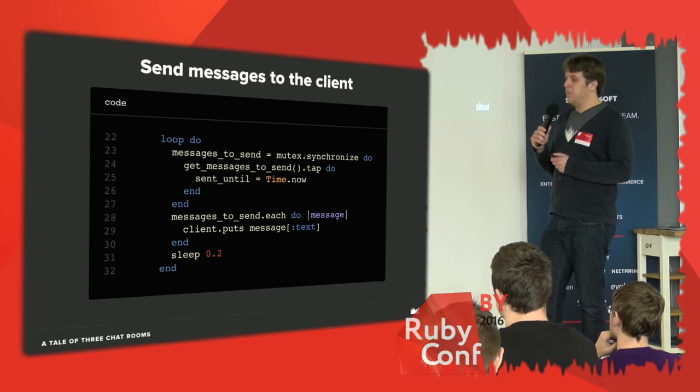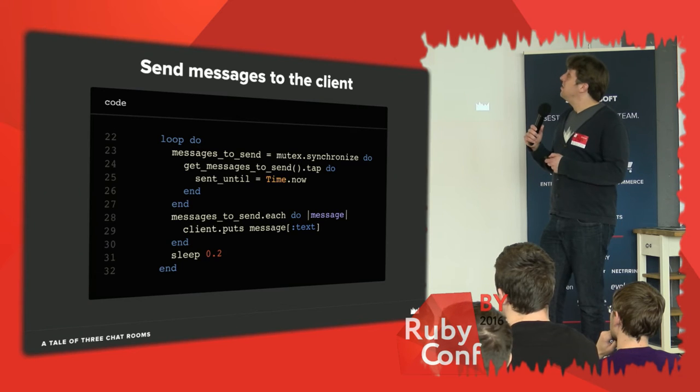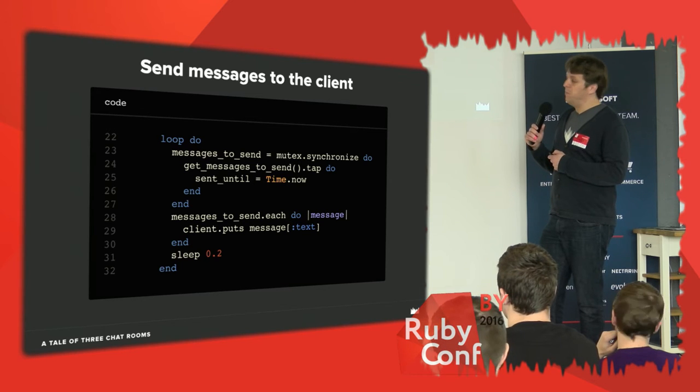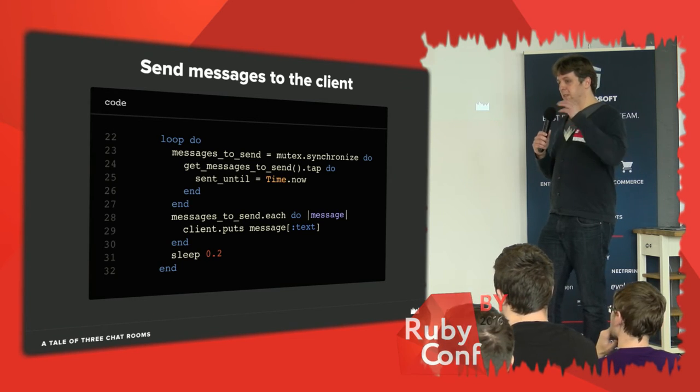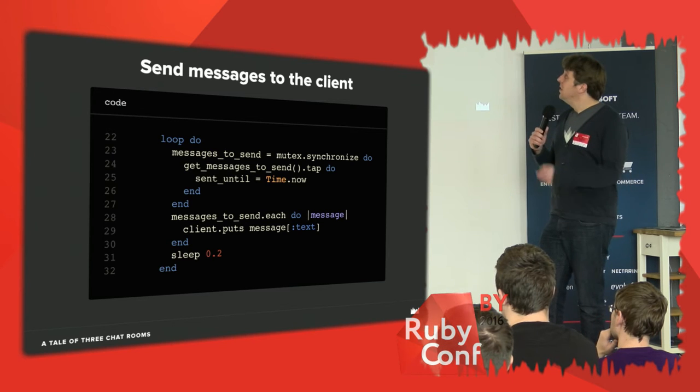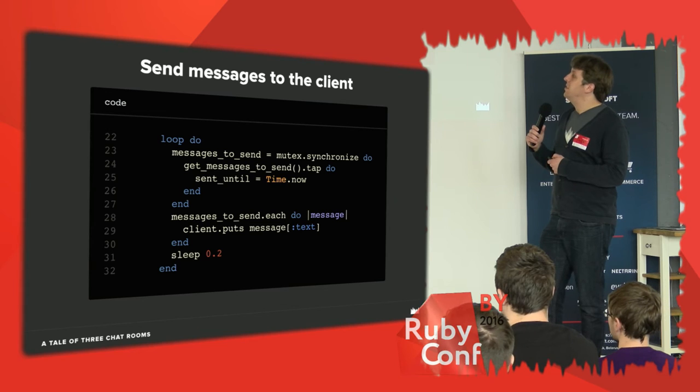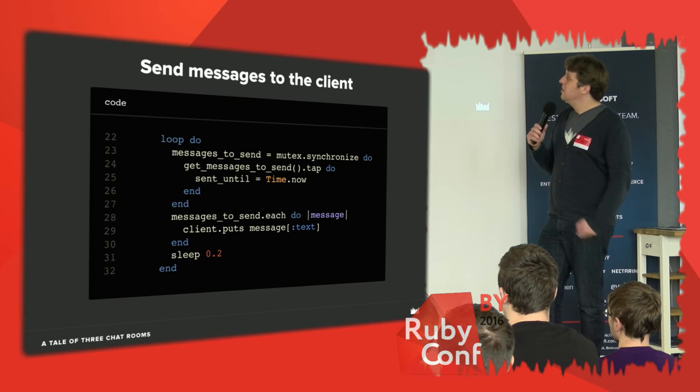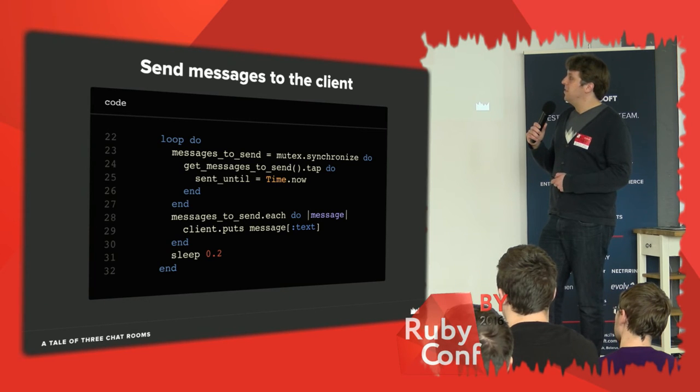And the same thing happens when you write it back. We need to lock the mutex again, because otherwise there might be weird, funky business with the timestamps. And then we just get all the messages that haven't been sent yet, and then we put the send until time on Time.now, so we know what the latest timestamp was for the last message that was sent. And then we write all these messages back to the client and just sleep for a little bit and then do the whole thing again.